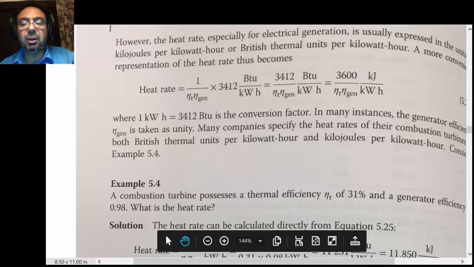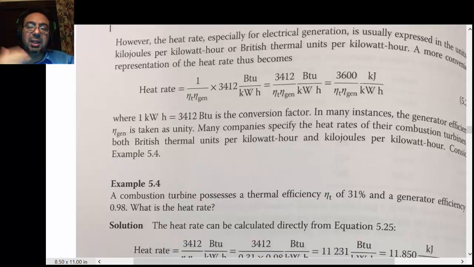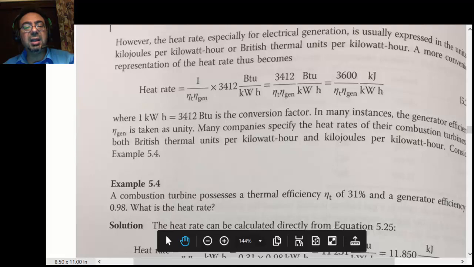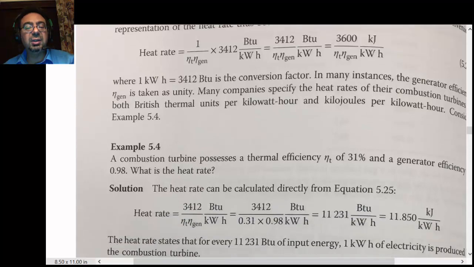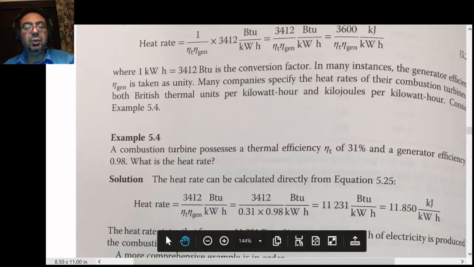Right, but we are stuck with the Carnot cycle basically as our lower limit, right? So he's giving us the thermal efficiency and the eta generator, and he said what's the heat rate? What is it? 3412 over the efficiency. Piece of cake, right? And so that number is 11,000 BTU per kilowatt hour.